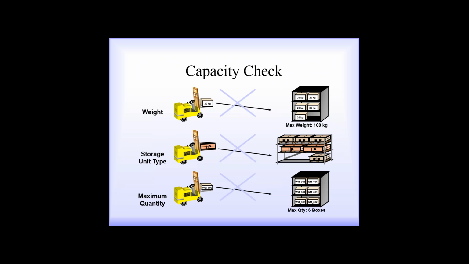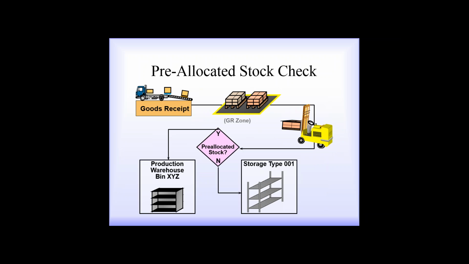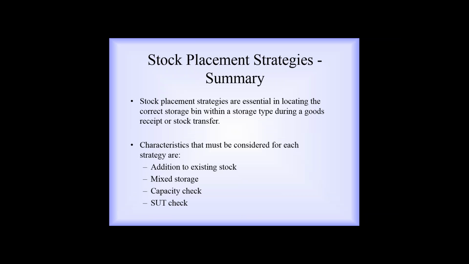So how to enable the capacity check, and also, I would say, most of the strategies can have the capacity check based on weight, or the storage unit type based capacity check, or the maximum quantity based, or a neutral key based capacity check. Then there is a concept called pre-allocated stock check, and how you can use this functionality in WM.